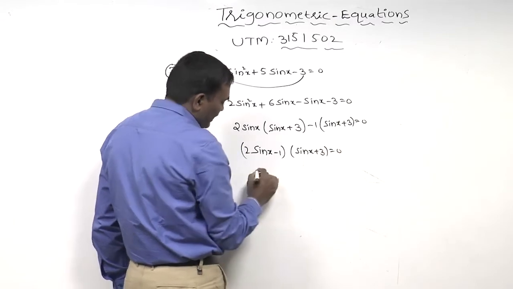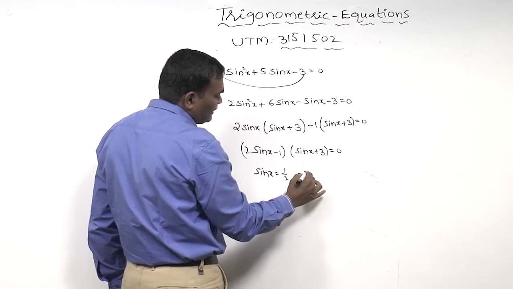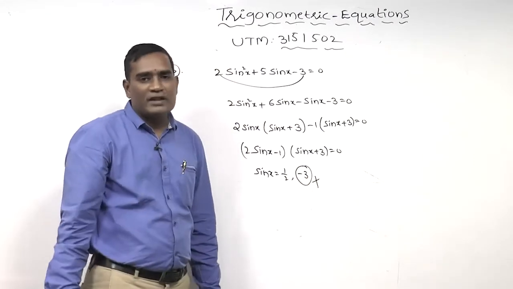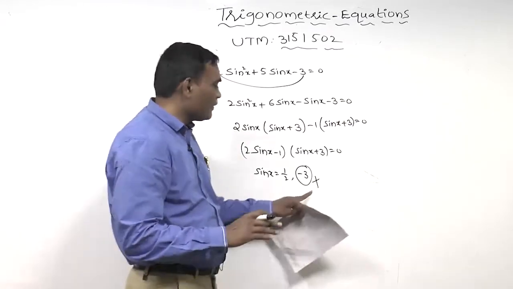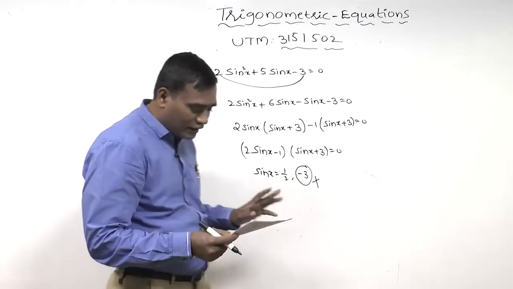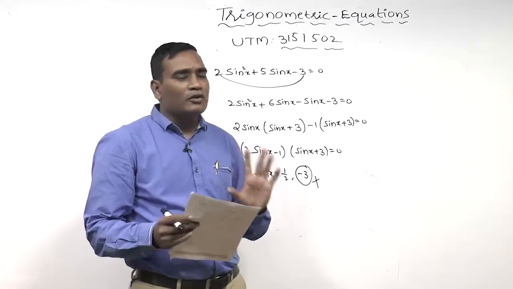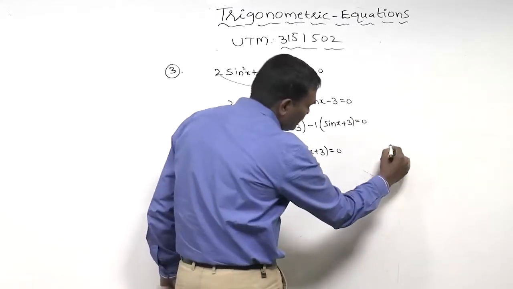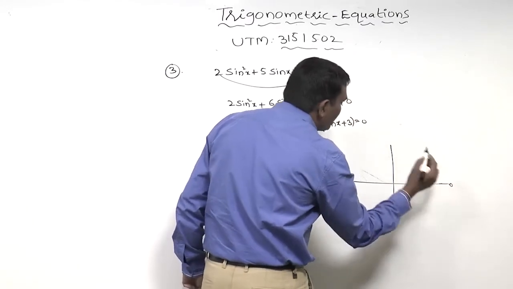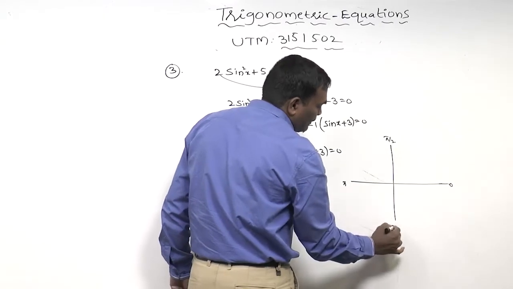Sin x is equal to what? 1 by 2. Or sin x is equal to −3. Is it possible? The value of sin x always lies between −1 and +1 only. Don't take −3. So sin x is equal to 1 by 2. But in the options, what is given? What is the question? The number of values of x in 0 to 3 pi. 0 to 3 pi means, you learn this thing, it is very easy and important also: 0, pi by 2, pi, 3 pi by 2.